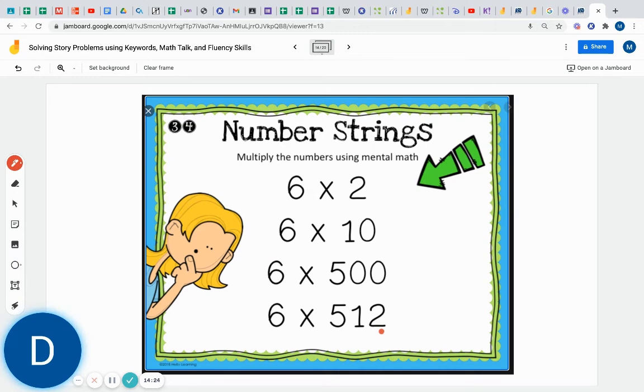Again, we're going to be doing math talk time, so I'll be calling on some of you and we'll see how many of us have the same answers and how we have different answers and explore mental math skills using number strings. Hope you have fun.